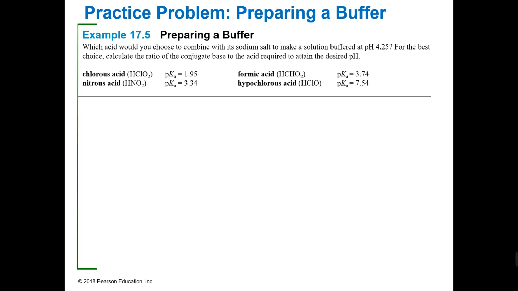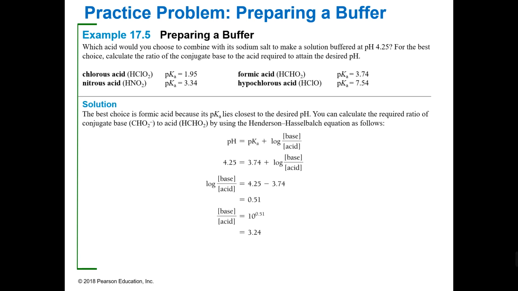This is just, again, preparing a buffer. How would you choose to get the best, most effective buffer solution at a targeted pH? Well, again, it's using Henderson-Hasselbalch. We're assuming all of these are weak enough that the x-is-small approximation works, and that you can go ahead and use Henderson-Hasselbalch.